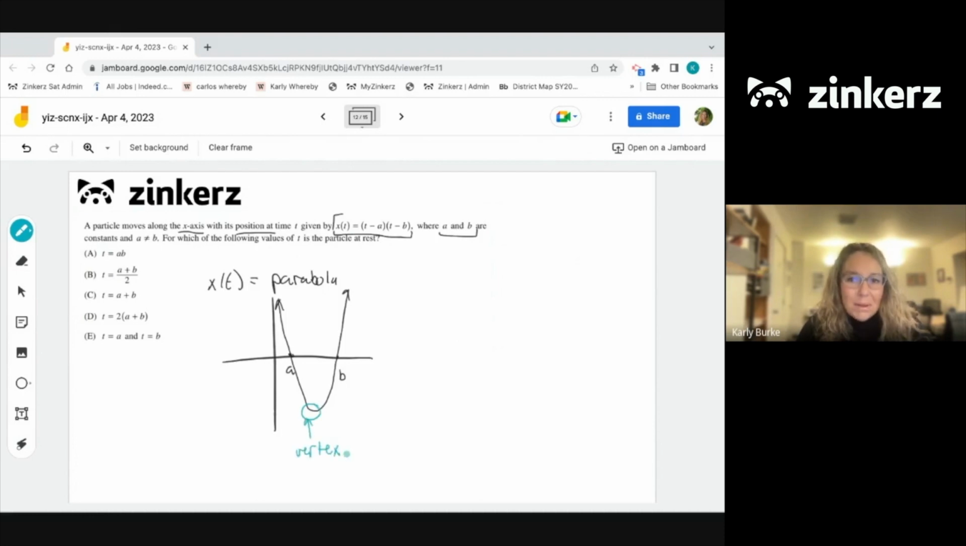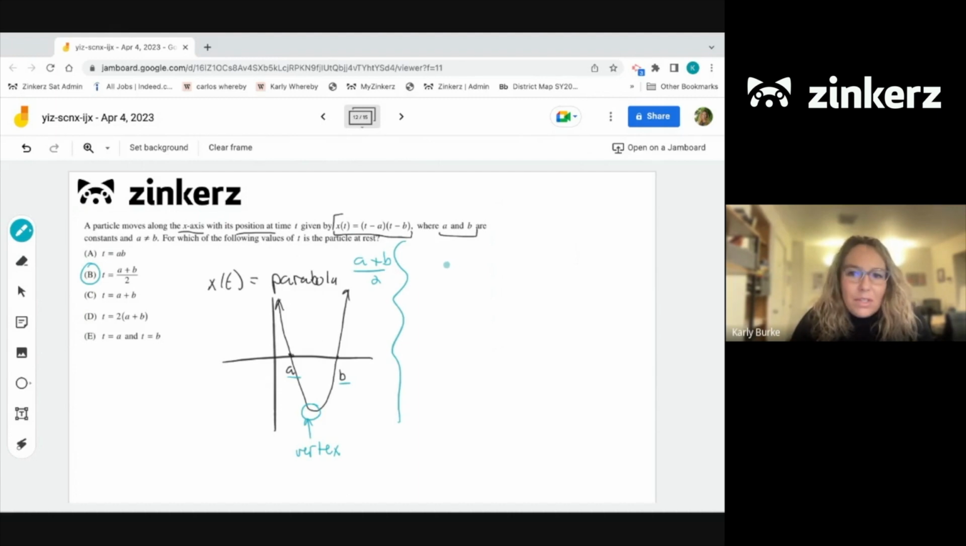So if you remember, how do you find the vertex if it's in factored form? It's really simple. It's just the average of a and b. So it's just going to be (a plus b) divided by 2. So the answer is b. Now, you might forget this, and that's totally fine. Let's just use some regular calculus to figure this out.